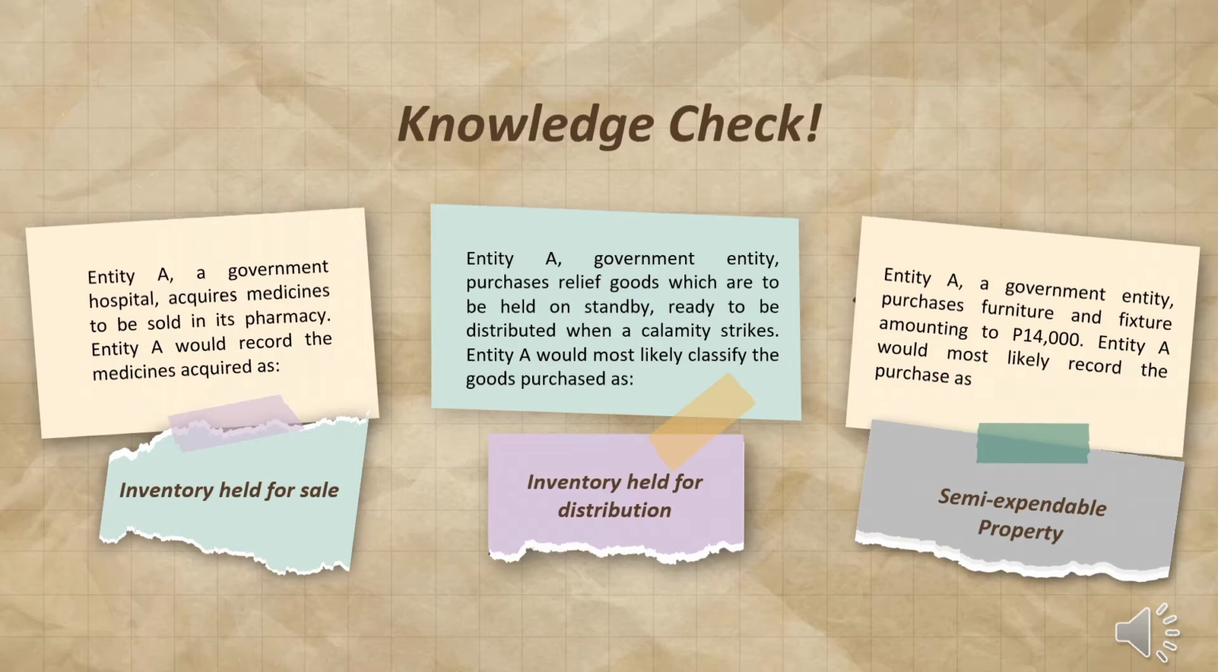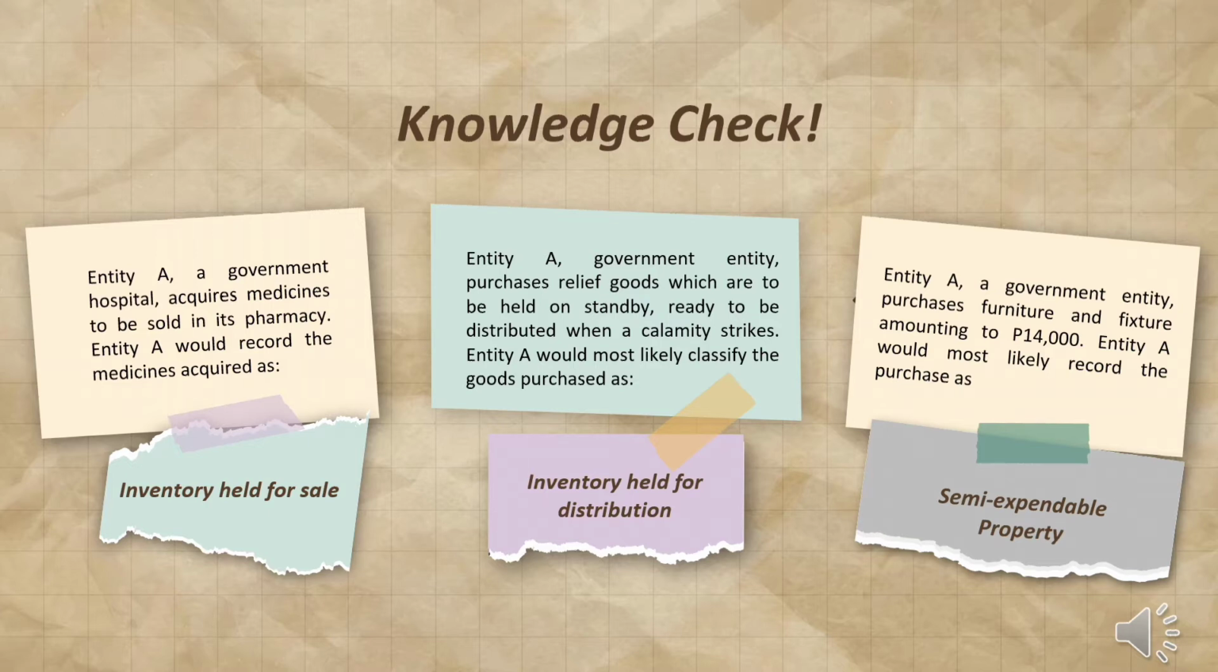Next situation is Entity A, a government entity, purchases relief goods which are to be held on standby, ready to be distributed when a calamity strikes. Entity A would most likely classify the goods purchased as inventory held for distribution, of course. Ito yung na-mention ko kanina na inventories held for distribution which dinidistribute siya for no or nominal charge, like yung dinodonate, like here for example is during calamities.